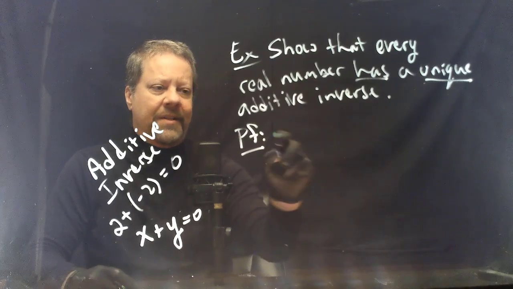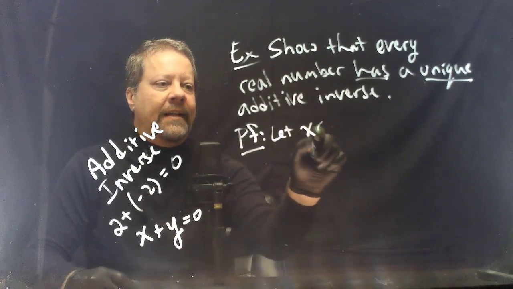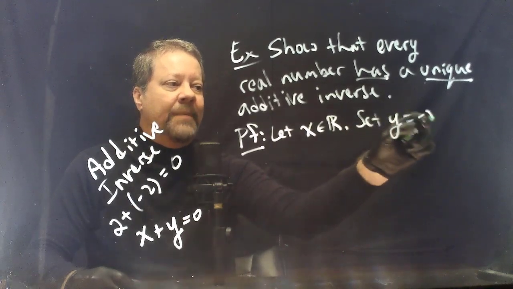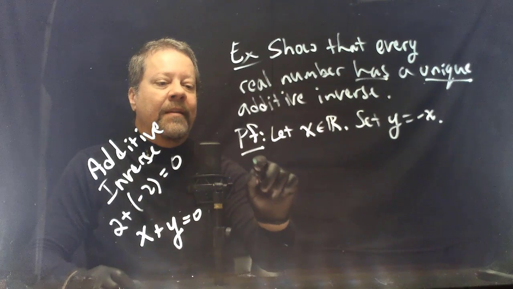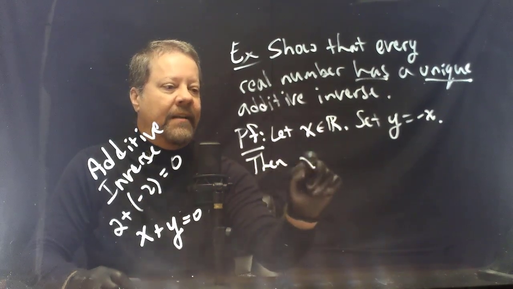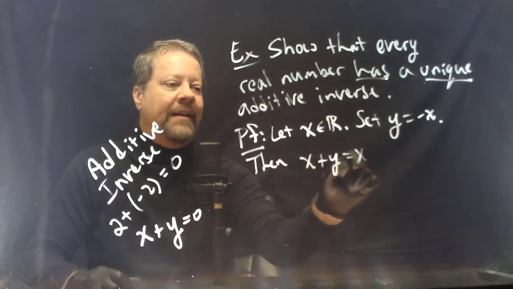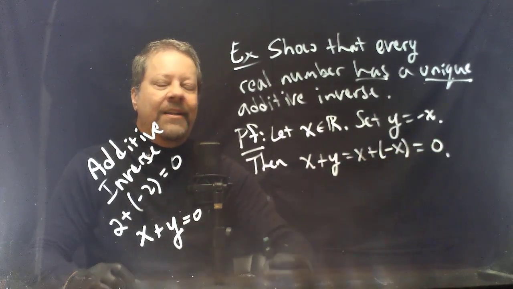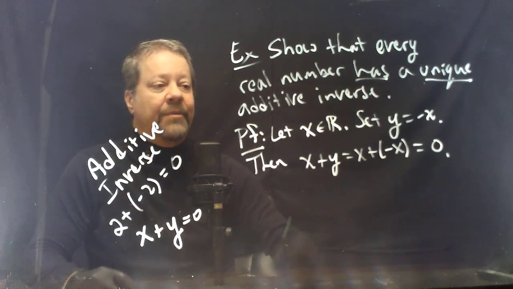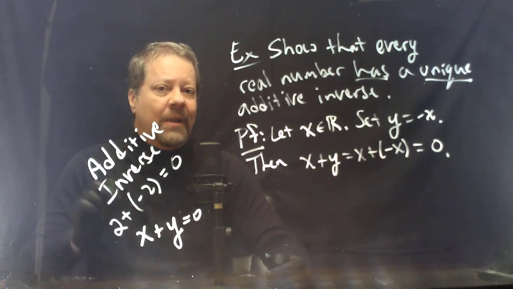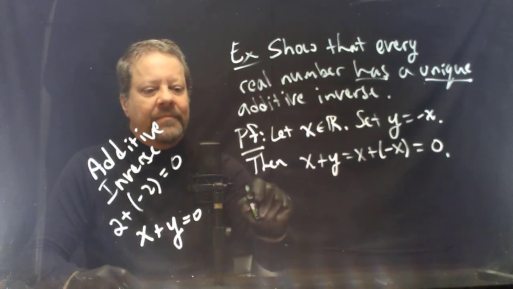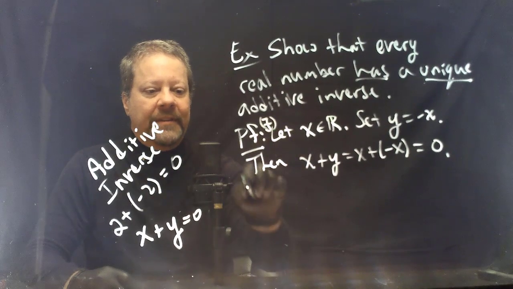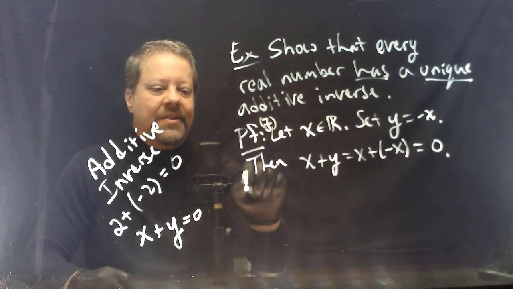So the existence part is easy. Let x be a real number. We'll set y to be negative x, whatever that is. Then x plus y will be x plus negative x, and if you add a number to its opposite, you get 0. So every real number will have at least one additive inverse. So this is the existence part of the proof. Now we need to prove the uniqueness part of the proof.